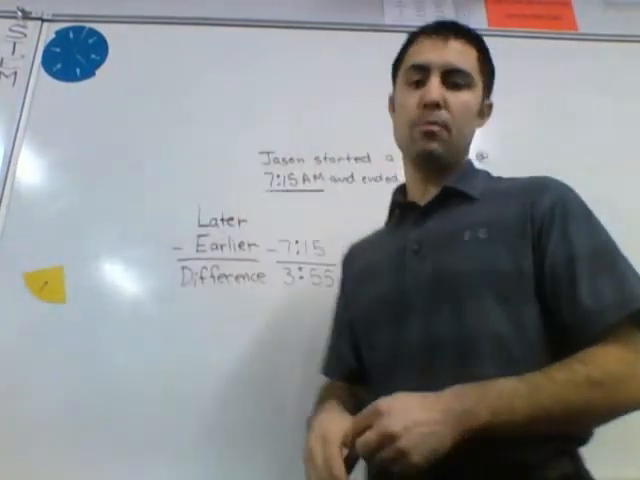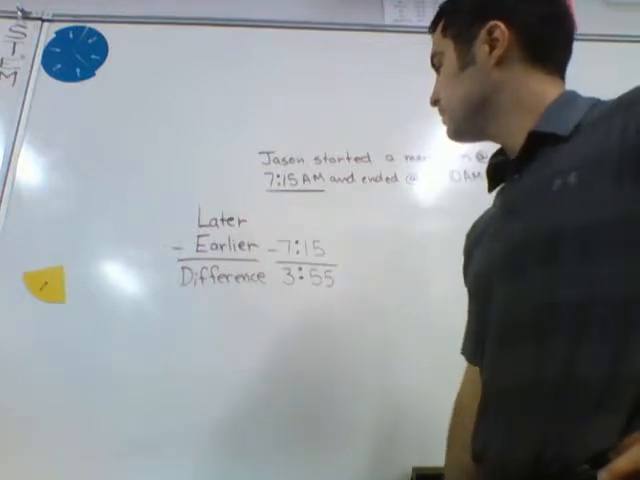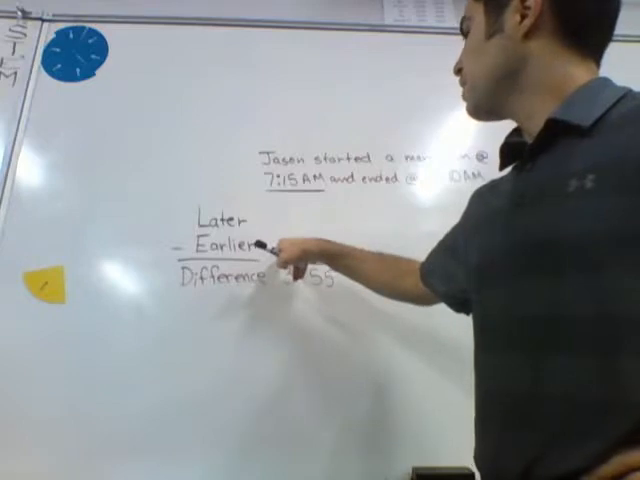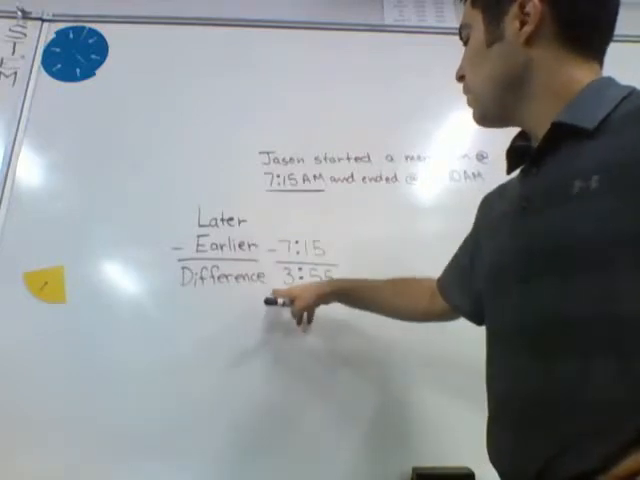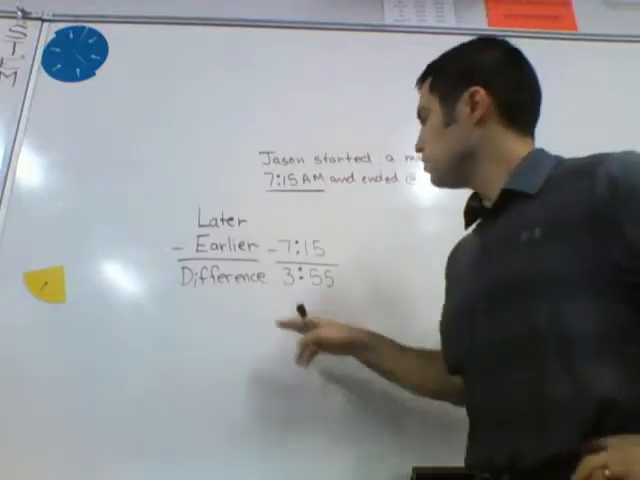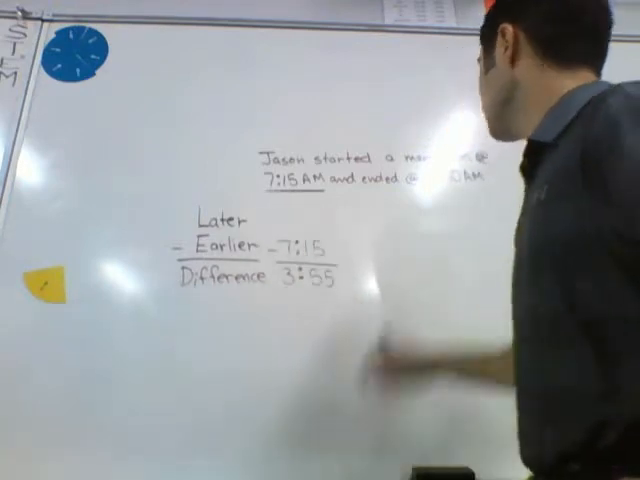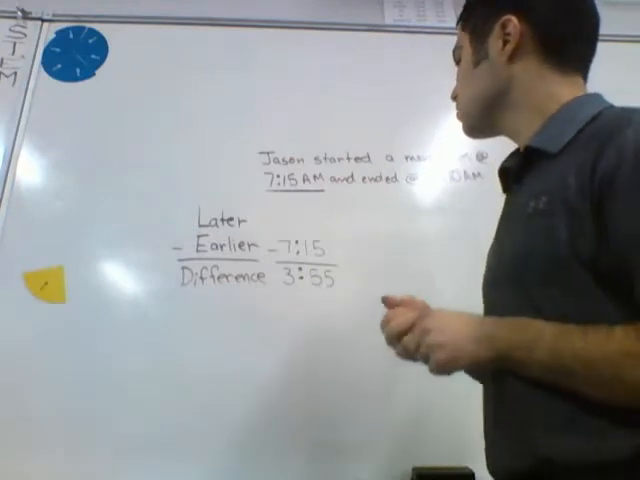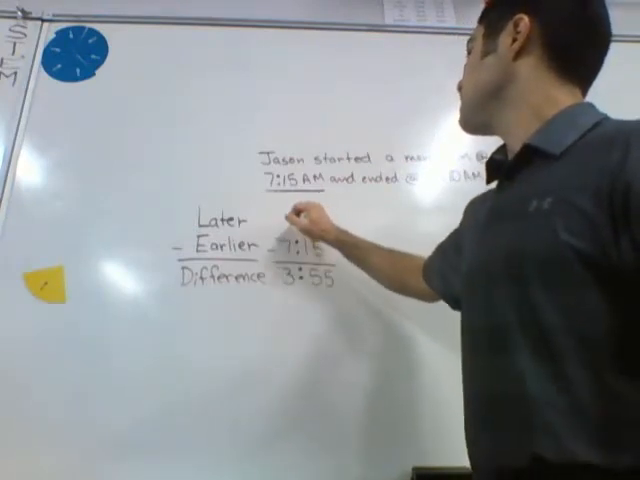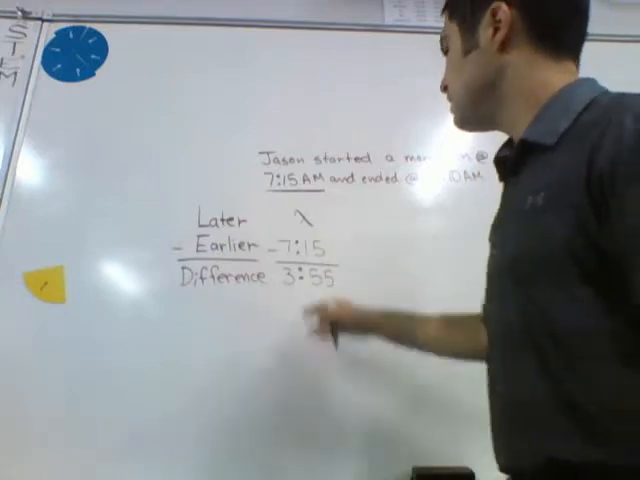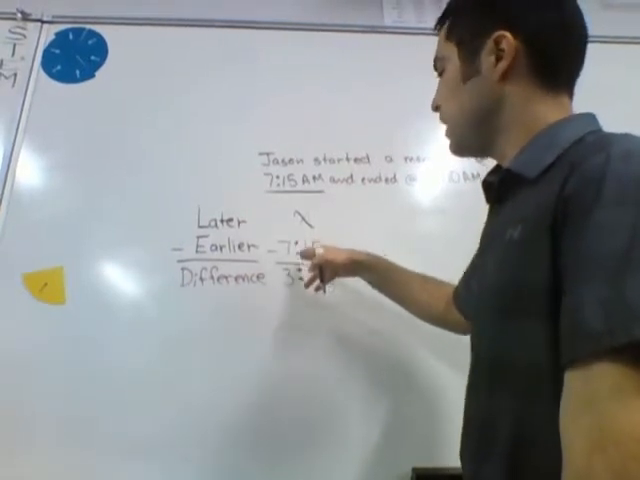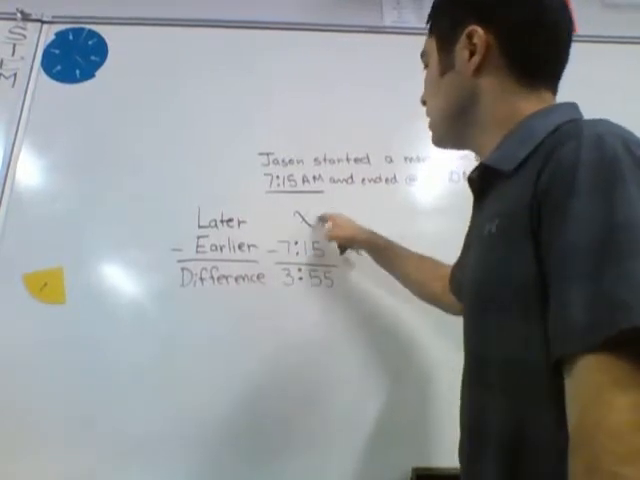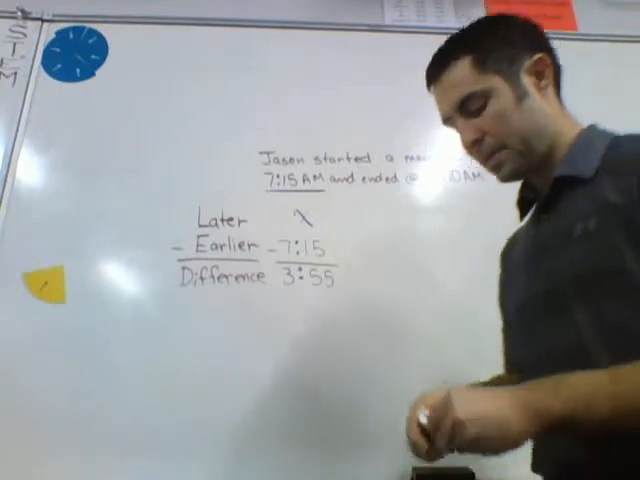Now let's use the same problem, but say you know when he started the marathon and you know how long it took him to run it, but you don't know when he ended. In this situation, it's just algebra. So this would be x. And if you have a difference and you have the subtrahend, you can just add these two numbers together in order to get what happened in the first place.